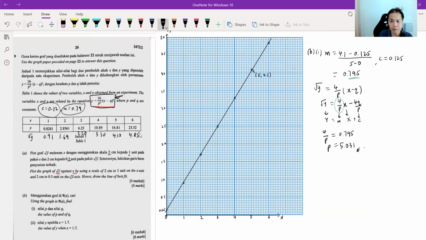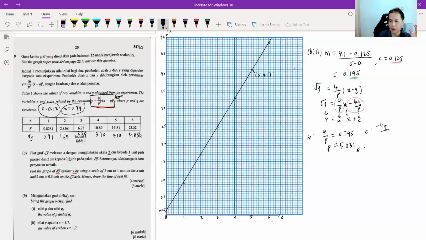Some of you may get 5, it's fine. If you get your gradient as 0.8, it's okay. 0.79 is still okay, right? Now, for your y-intercept, we know if you compare from the graph, I got 0.125. From the equation here is this, right? There is a negative here. So this is comparing gradient. This is comparing y-intercept. Negative 4q over p.